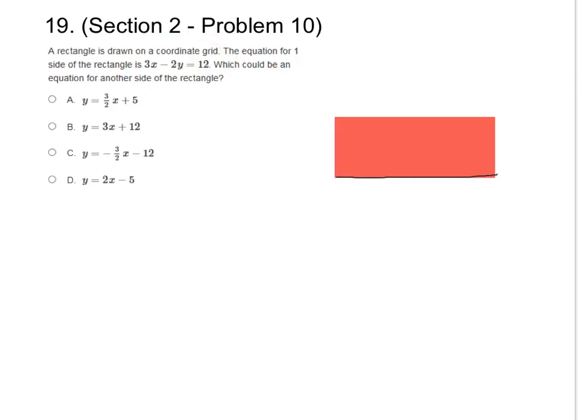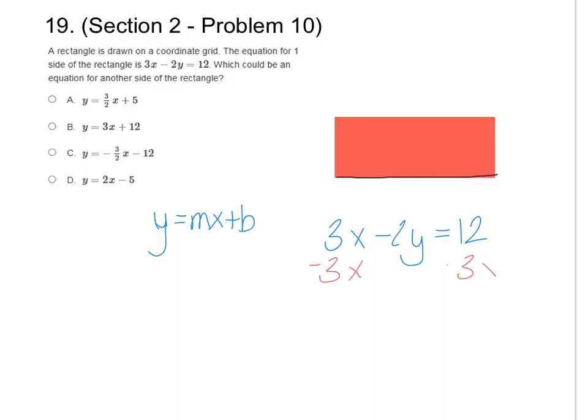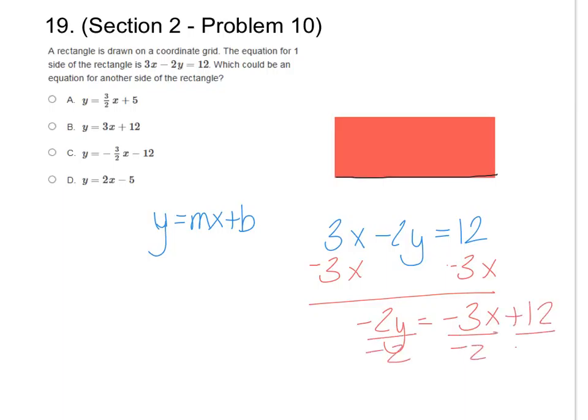So I'm going to take that equation and put it in slope-intercept form, which again, remember, is y equals mx plus b. The reason I'm going to put it in this form is because then I can find out what the slope is. So I'm going to subtract 3x from both sides, which would give me negative 2y is equal to negative 3x plus 12. And I'm going to divide every term by negative 2.